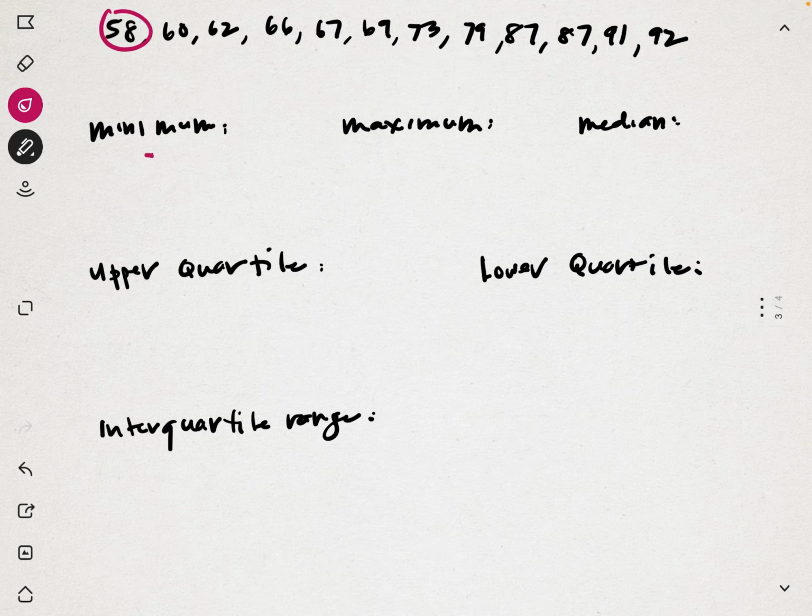We're going to find the minimum, which is 58, the maximum, which is 92, and then we're going to split this data up. We're going to try to find the median. We have 1, 2, 3, 4, 5, 6, 7, 8, 9, 10, 11, 12 numbers. So our median is going to be between the middle two, 1, 2, 3, 4, 5, 6. So the average between 69 and 73. 69 plus 73 is 142. 142 divided by 2 is 71.